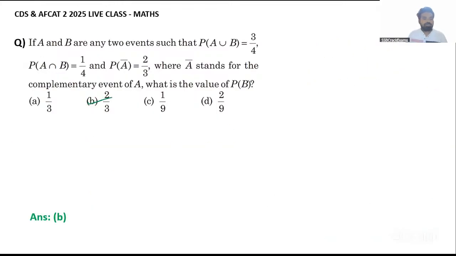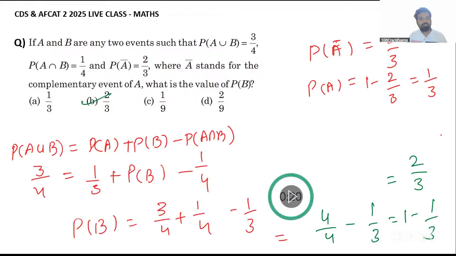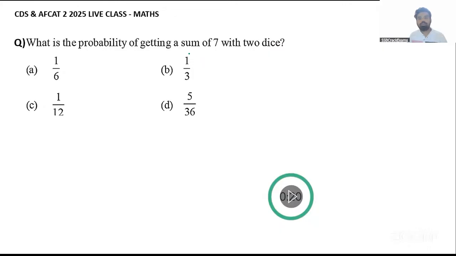All right. Next, what is the probability of getting a sum 7 with 2 dice? 2 dice are thrown and they are asking for the sum to be 7.